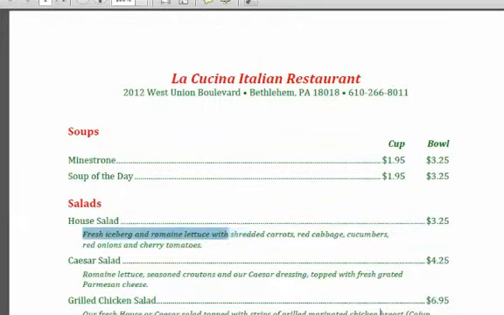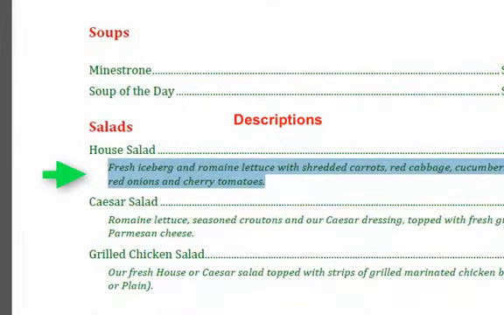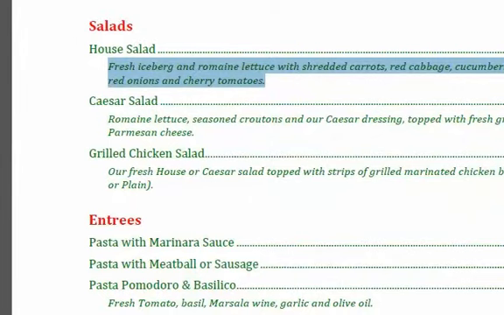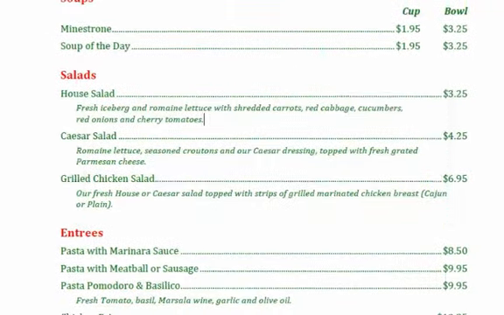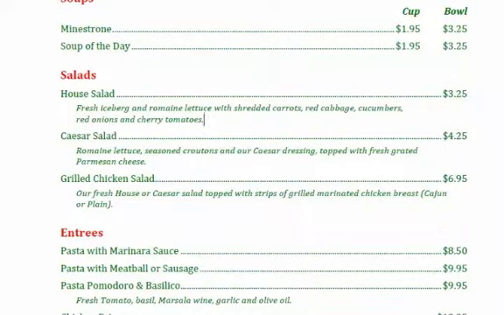Also, these elements here are the descriptions. So some of these have descriptions, some of them don't, and also if you notice, they're indented about 1/4 inch, and they're also indented from the right side about 1/2 inch. That'll keep them from going right under the price. Alright, so this is what it's going to look like.